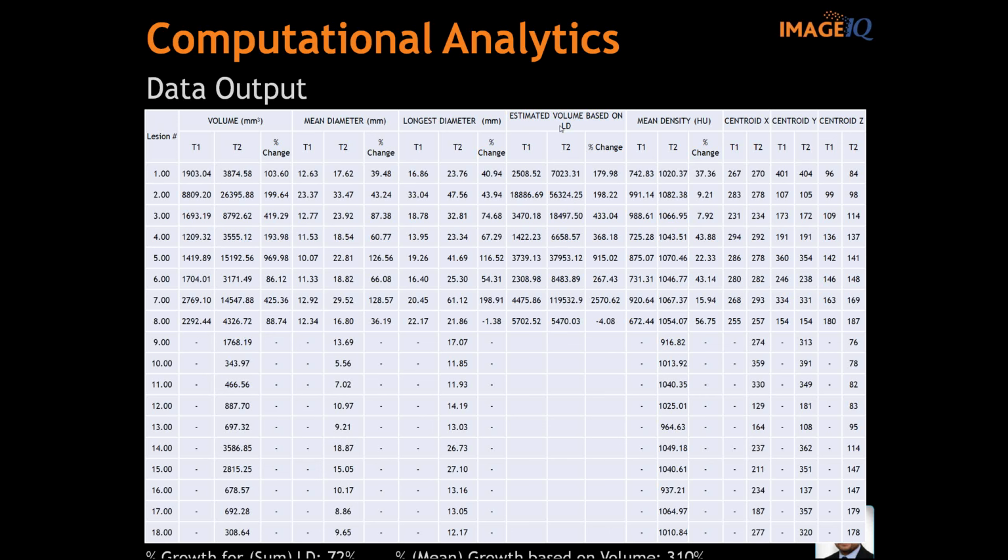I thought it would be interesting to include what the estimated volume would be based on the longest diameter measurement. So assuming that the lesion or the nodule was a sphere, what would the volume be and the percent change associated? Mean density is important as well. Centroids here are basically to track the nodules and find out where they are located from one time point to the next. What's missing is morphology, like how spiculated or how rough the nodule is. And those are things that we can output using software, right?